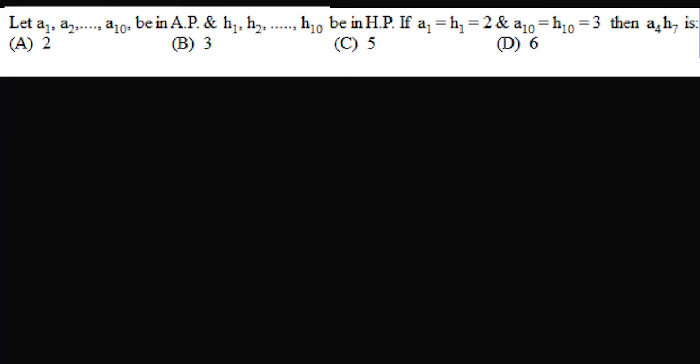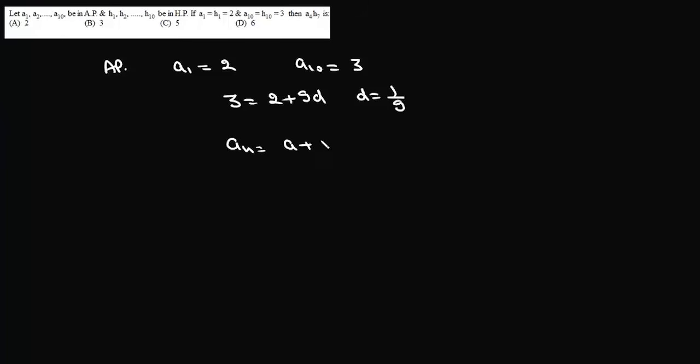Now here the question is, A1, A2 up to A10 be an AP, and H1, H2 up to H10 be an HP. If A1 equals H1 equals 2 and A10 equals H10 equals 3, find the value of A4 into H7. So let us first talk about this AP, whose first term is 2 and whose 10th term is 3. We can find its common difference: 3 equals 2 plus 9D, so its common difference is 1 by 9. Now we have to find its fourth term. So A4 is A plus 3D, which is 2 plus 1 by 3, and that is 7 by 3, and this is our first result.